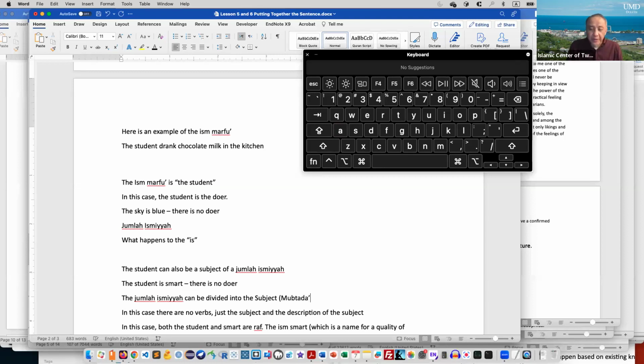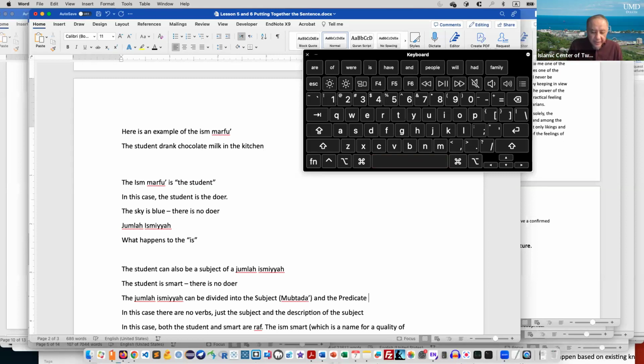Okay, it's called the Mubtada. We're going to translate that in a minute. And the predicate in English. Okay, subject and predicate. Predicate essentially is a fancy English word for some description of something, something that completes the meaning of the subject. So the predicate is something that completes the meaning of the subject.